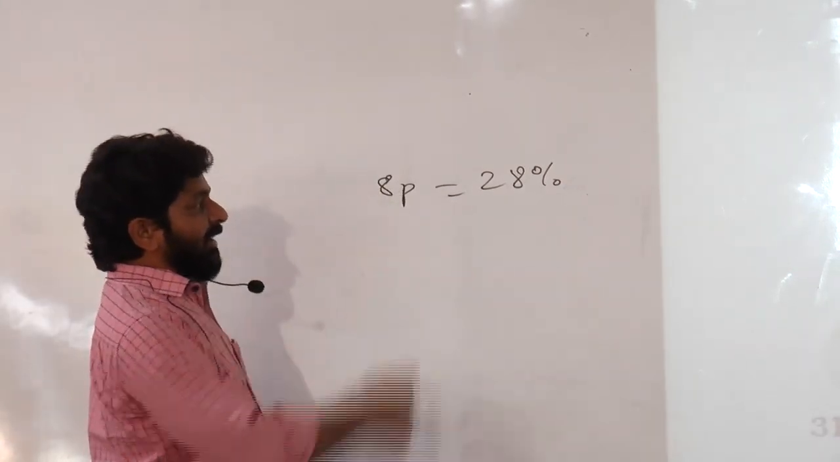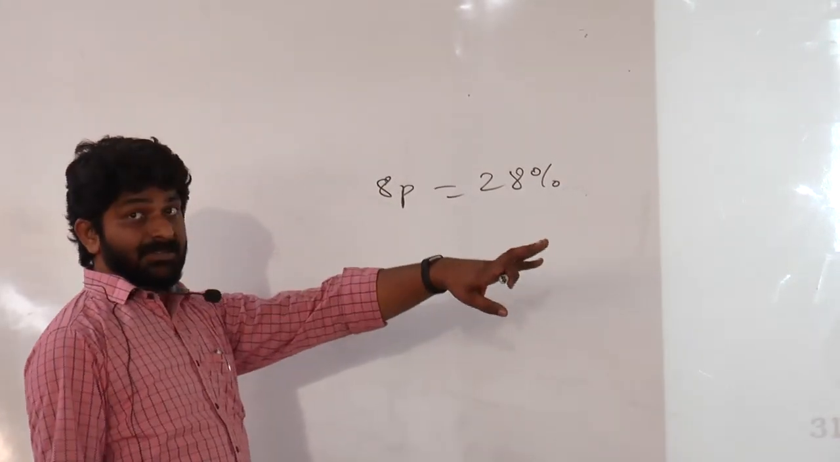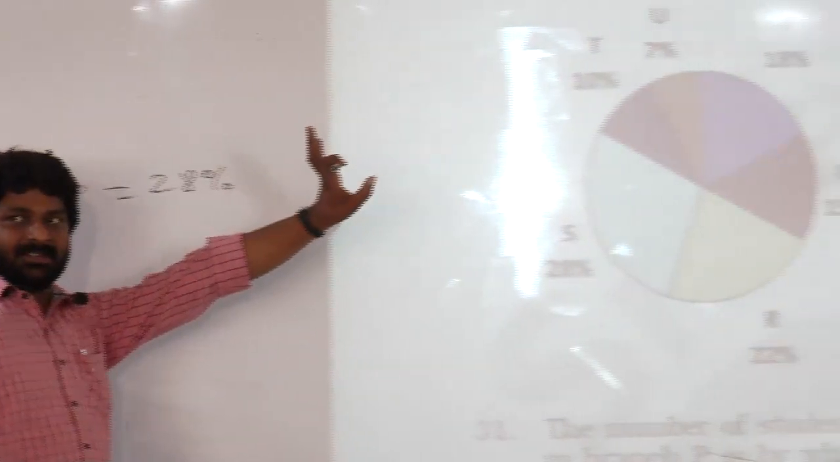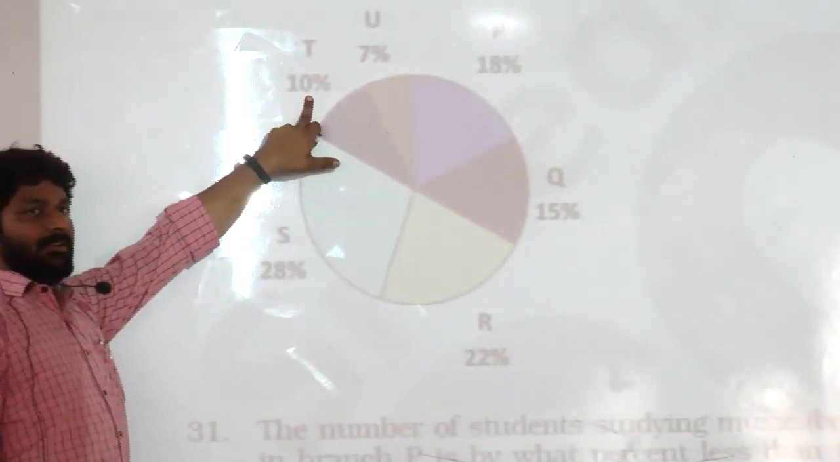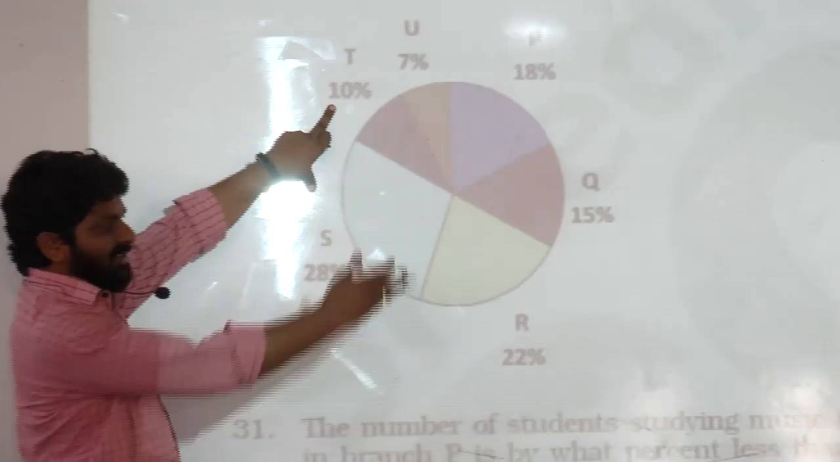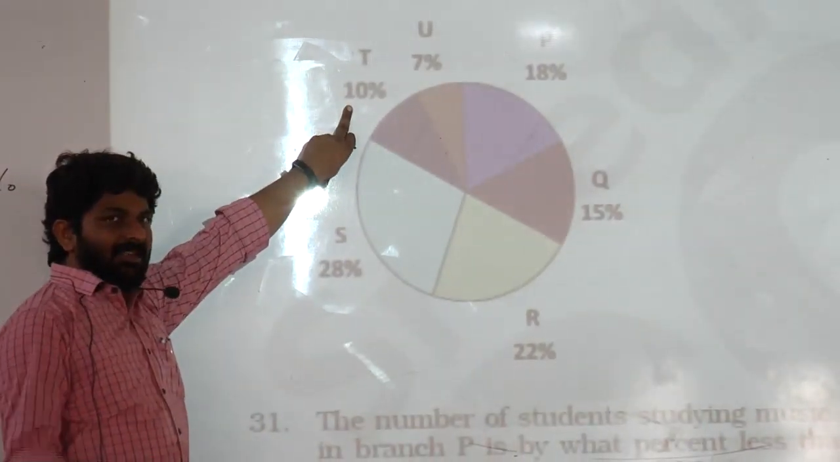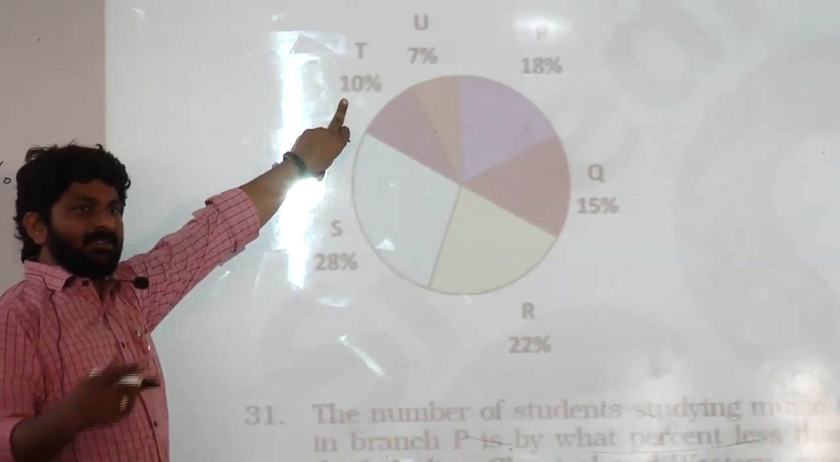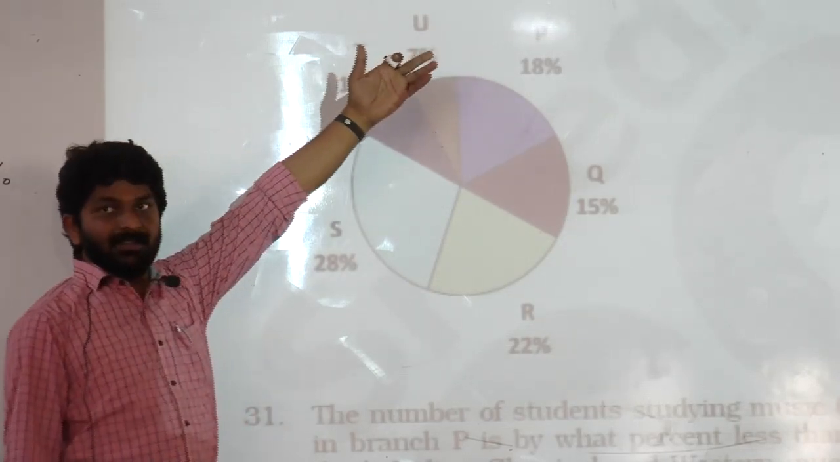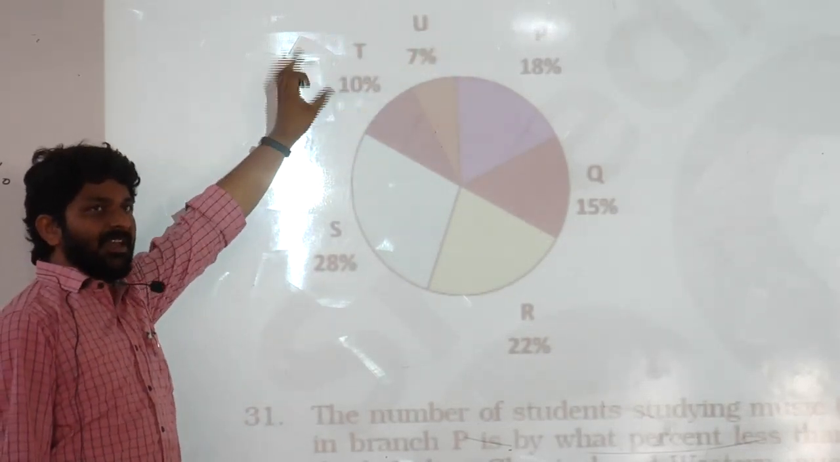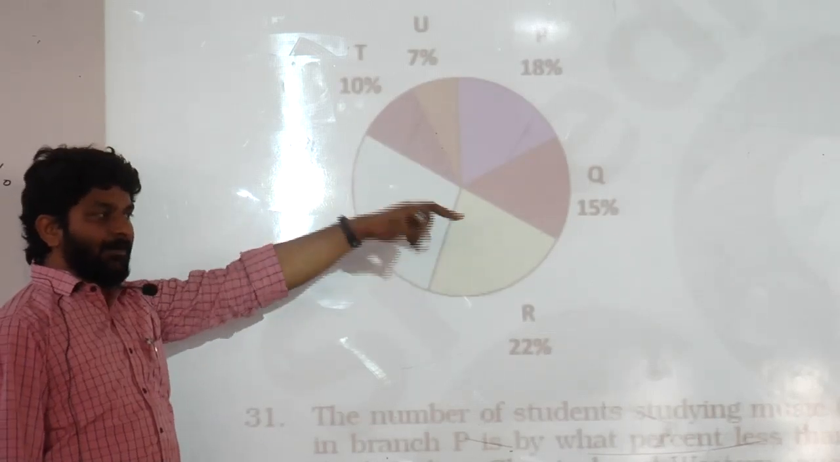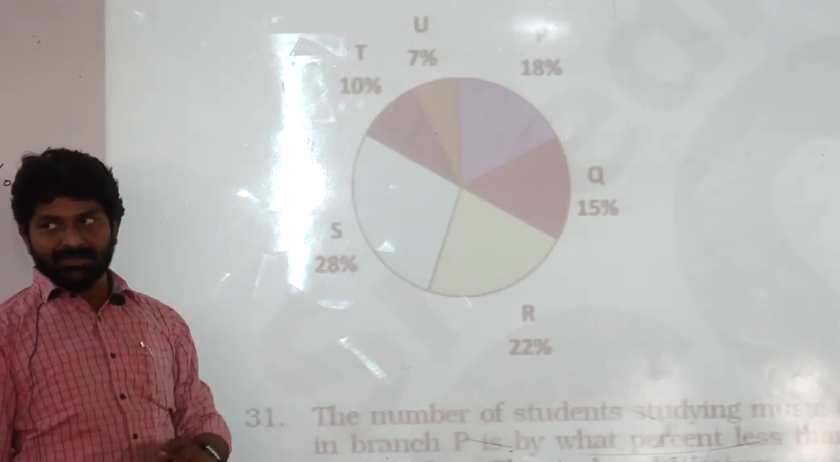Next, T is 10%, 25 parts. For this we will go for conversion, because 10 parts is equal to 25 parts, and each part is 0.4 times. So instead of that, better to go for conversion. 10% of 5,000 is 500, which is equal to 25 parts. So one part is equal to 20.